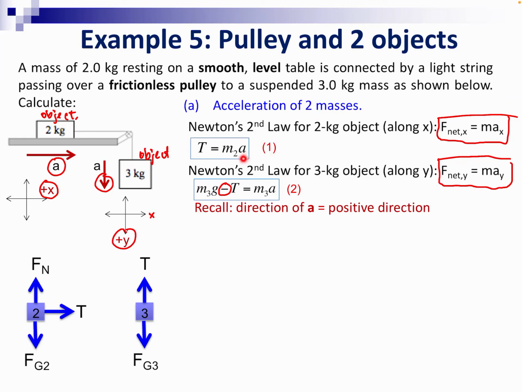Now we have these two equations. And we don't know two things, right? We don't know the tension on the string. It's not given in the problem. And we don't know the acceleration. That's in fact what we need to find, right? You have two equations and two unknowns.